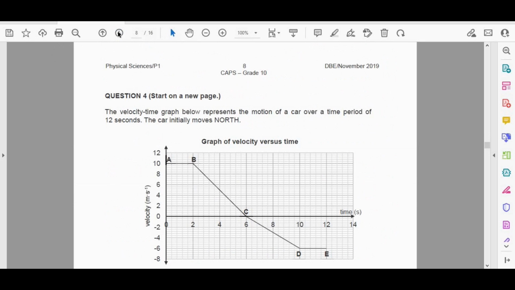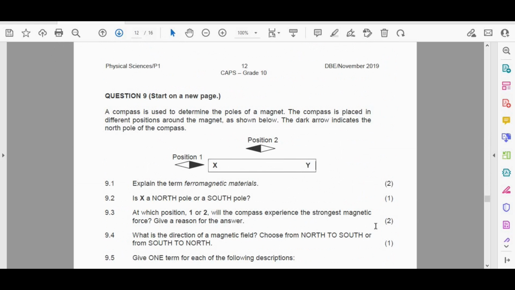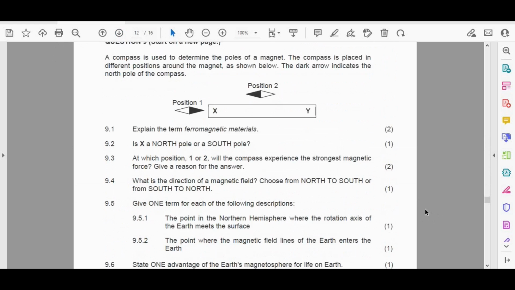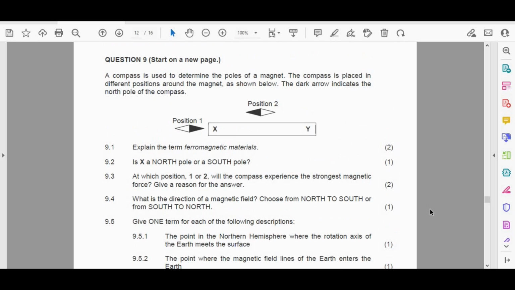We've already done question 4 last week. Okay, question 9. Short question, so let's go for it. Question 9, 9 marks.